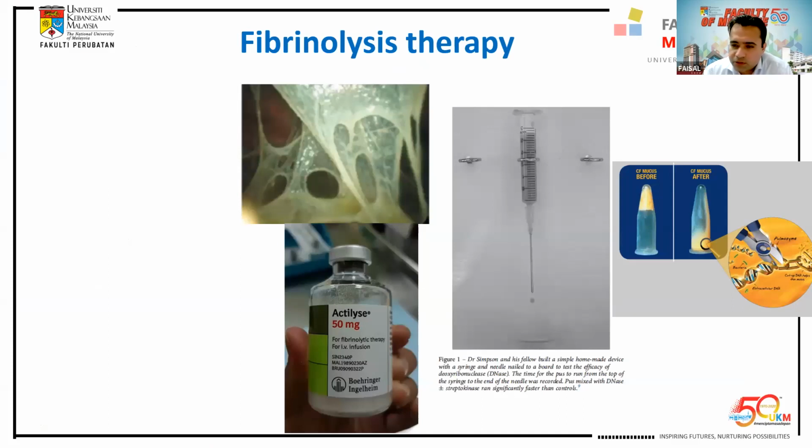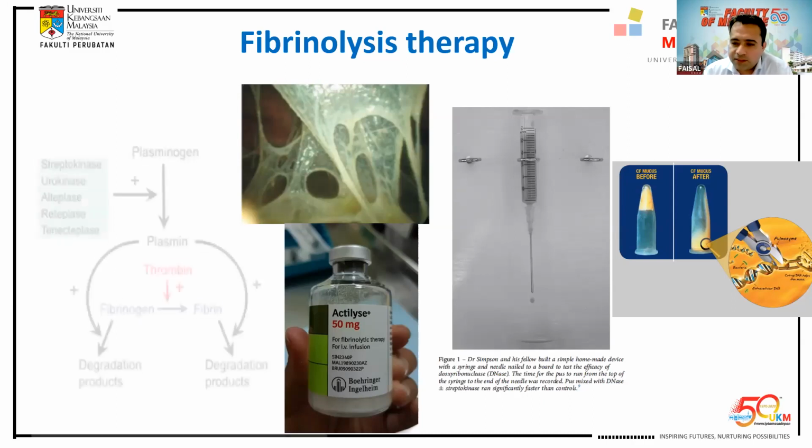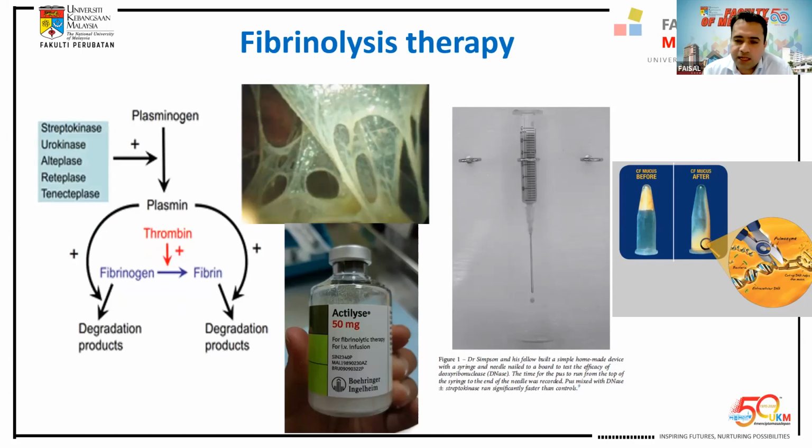The idea of giving DNase in the pleural cavity was by Dr. Simpson et al. He built a simple device, and when he mixed streptokinase with DNase in a capsule containing pus, he found that the container with the combination of streptokinase and DNase drained faster compared to the other agents. So there came the idea of giving the combination therapy of alteplase and Pulmozyme. And this is how alteplase works.